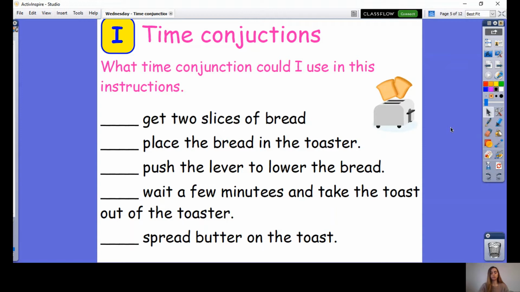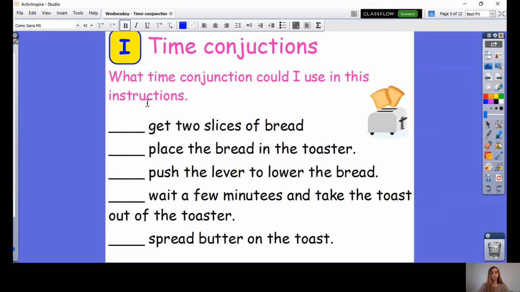Okay, let's go through some of our answers. Get 2 slices of bread. Great answer. We're going to put first because that's our first step. First, get 2 slices of bread. Place the bread in the toaster. What time conjunction could we have next? Great idea. We could have next. Next, place the bread in the toaster. Great time conjunction. Well done.